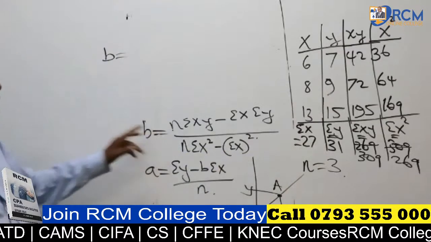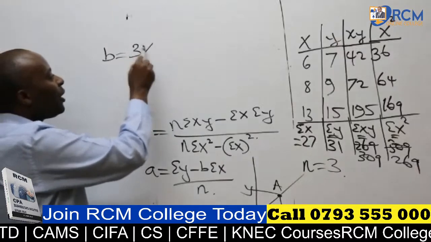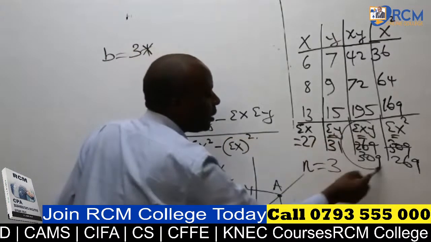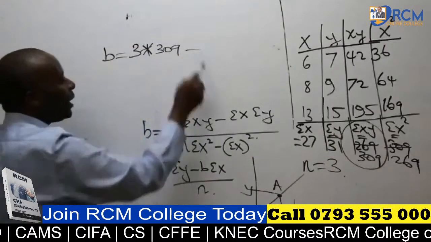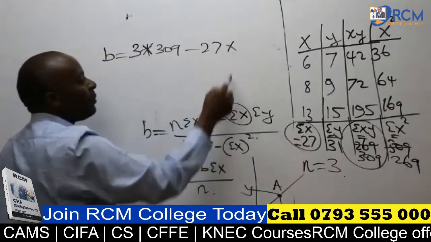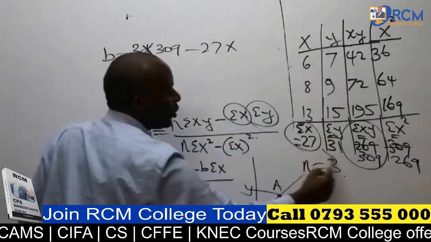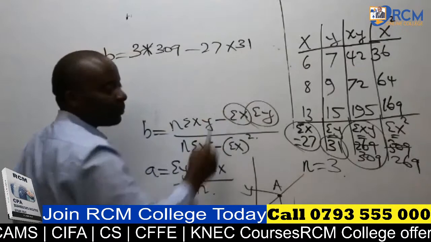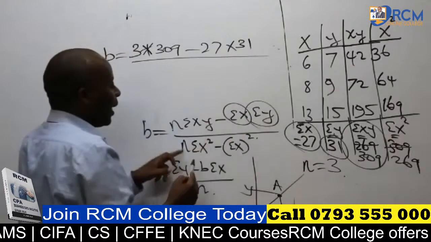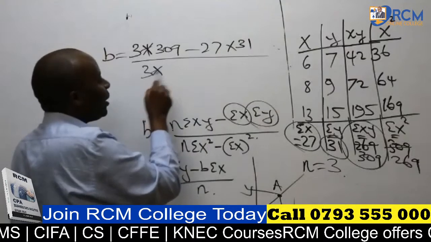So n is 3. So 3 times summation of xy, which is 309, minus summation x alone, which is 27, times summation y. Summation y, ladies and gentlemen, is 31. All over n again, which is 3.